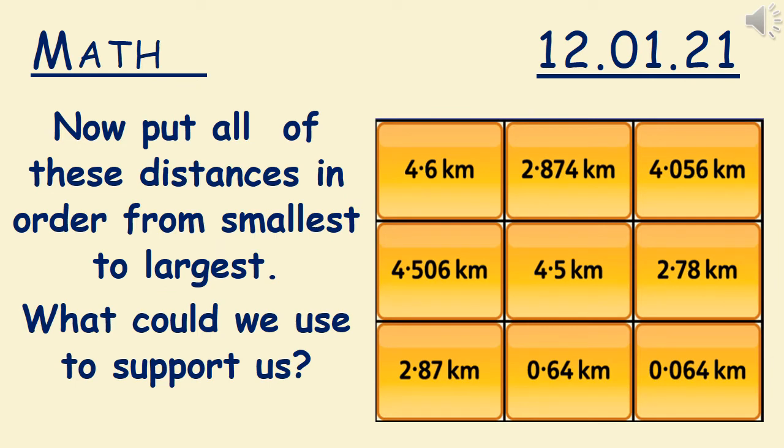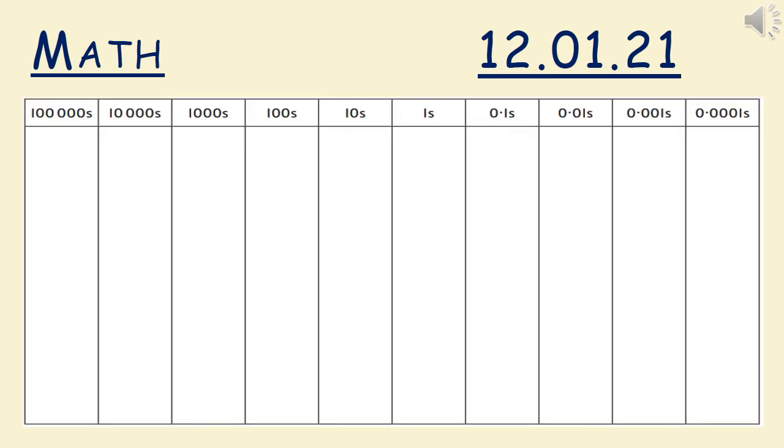Now I'd like you to put these distances in the order from smallest to largest. Now, we've spoken about it a few times in today's lesson, but what could we use to support us? That's right, of course, it's the place value grid. This place value grid is extremely important, and sooner or later you'll be able to visualize this in your head and answer these questions mentally. But until then, make sure that you always have this handy.